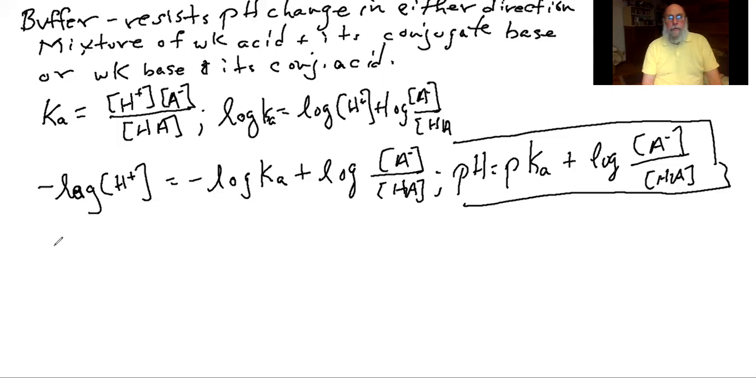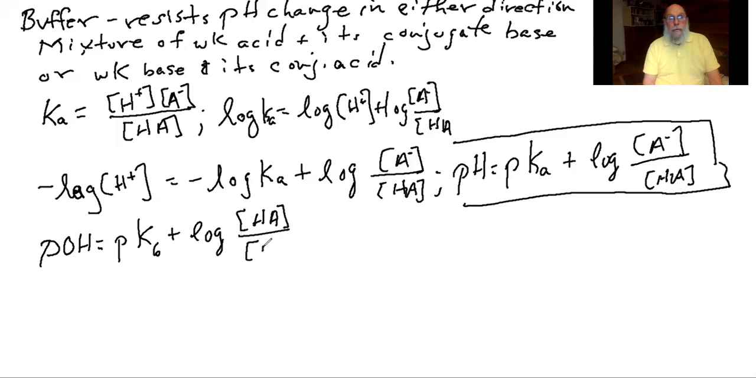In any case, you can also formulate this in the opposite way. You can say pOH is pKb plus the log of the acid form over the base form. I have seen this done, but I don't like to do it because we have pH meters, we don't have pOH meters, and it just confuses the issue.